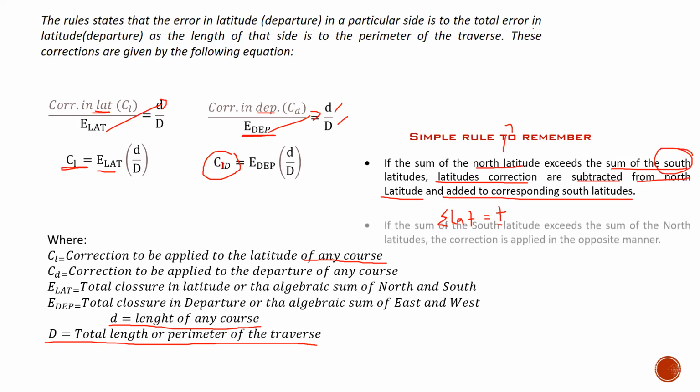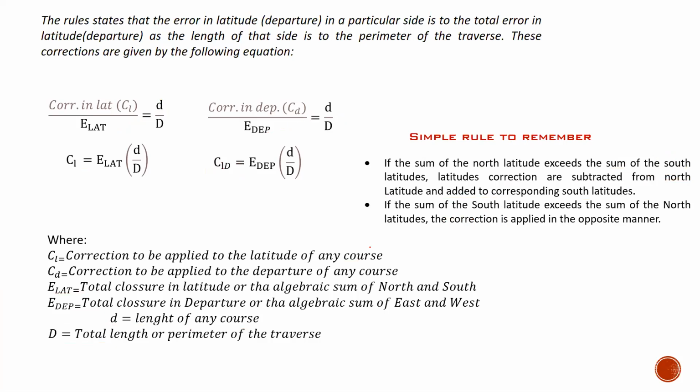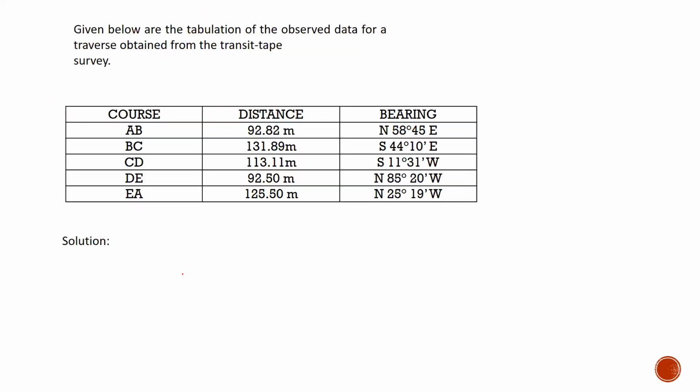Okay? Next ulit is we have, if the sum of the south latitude exceeds the sum of the north latitude, the correction is applied in the opposite manner. If naman daw yung sum E-latitude natin is a negative, ibig sabihin mataas yung south natin, ang gagawin natin nun is mag-a-add tayo, okay? Mag-a-add tayo sa south and mag-mi-minus tayo sa north. Okay? So, ganun yung gagawin natin. So, let's have an example here para mas maintindihan.